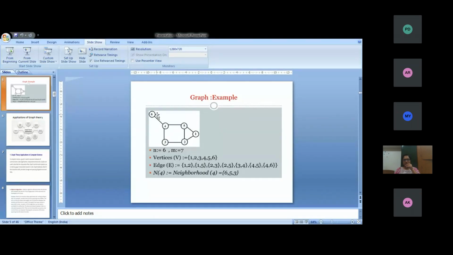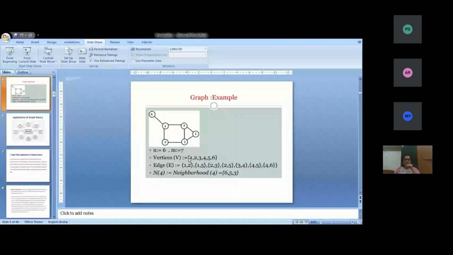We have studied this graph, so we all know what a graph is. We'll have some vertices and some edges. Here we are taking a graph that has n equal to 6 vertices, and m equal to 7, that is, the number of edges in this graph is 7.